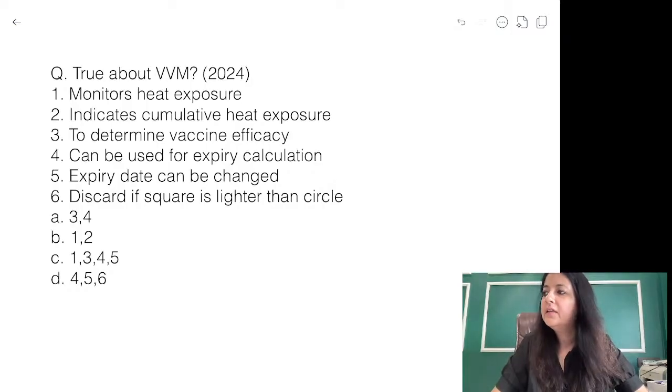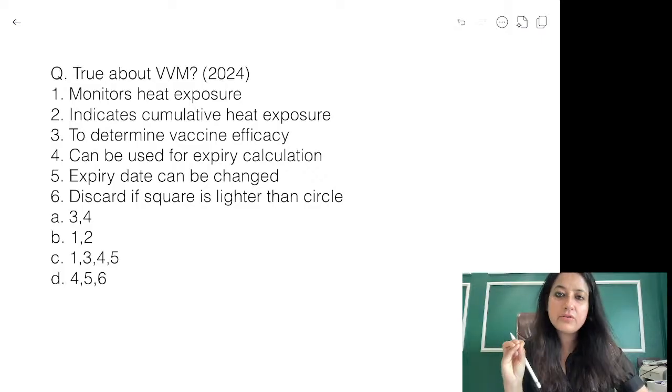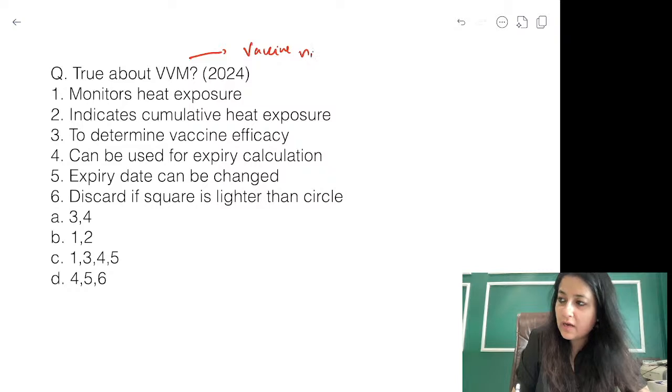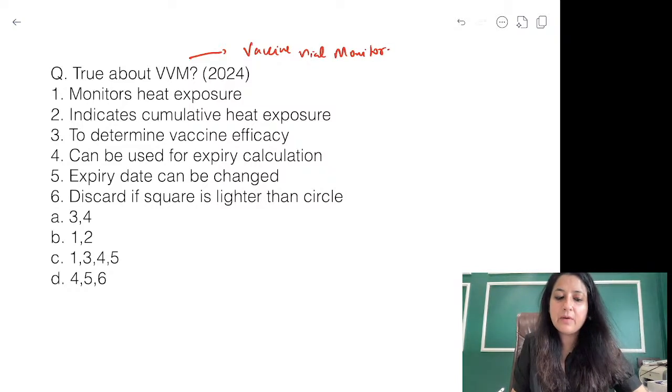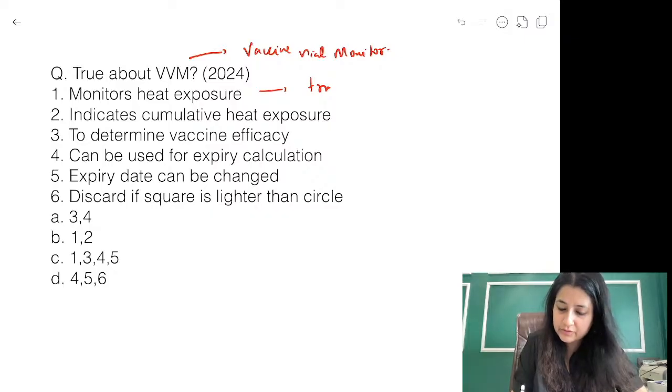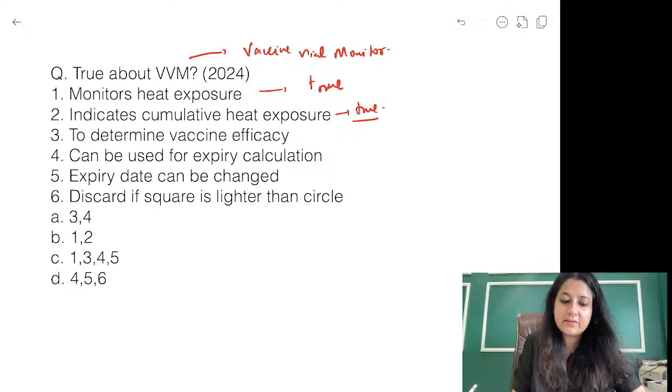VVM is one of the golden era questions which turns up in every exam. We all know what VVM is. VVM is vaccine vial monitor. It tells us about heat exposure, whether the vaccine vial has been damaged by heat or not. So of course this is a true statement. Yes, it does monitor heat exposure. It indicates cumulative heat exposure as well.